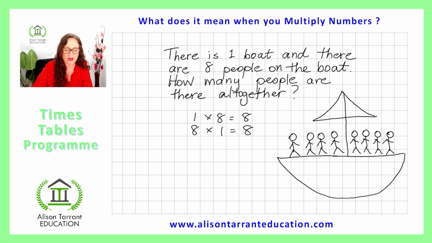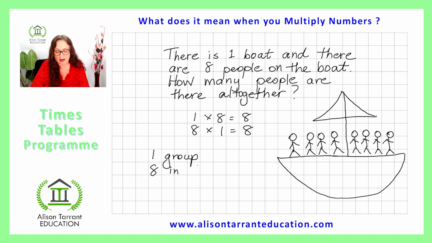Now, if we go back to what the multiplication equation actually means, you'll see that there is one group. So we have one group and there's 8 in that group. So that is one group, 8 in that one group, which gives you the 8 people. So it's one group of 8 equals 8.